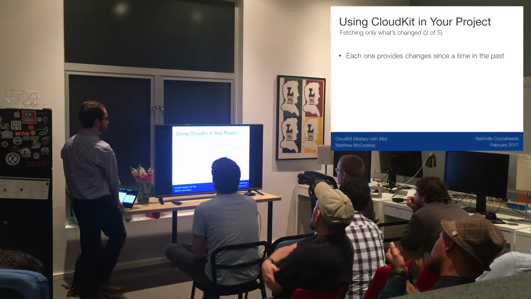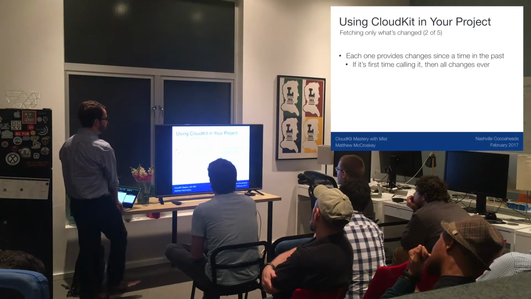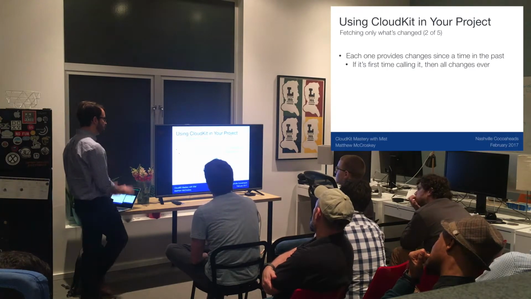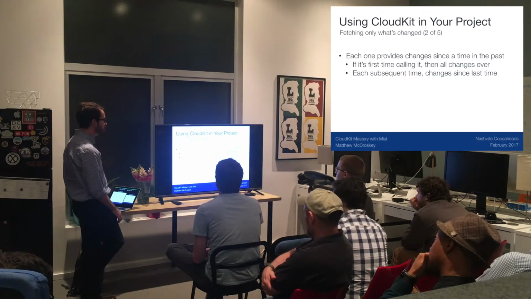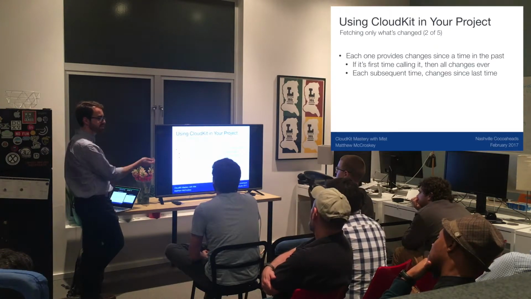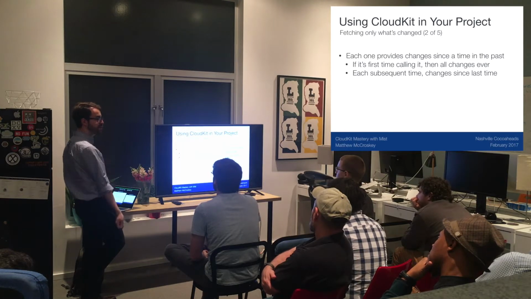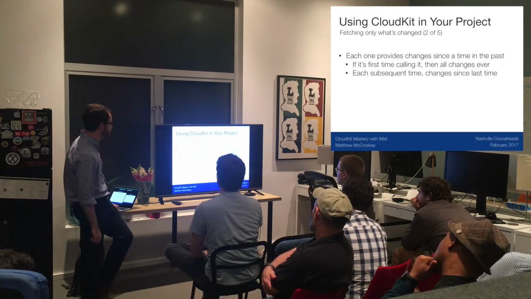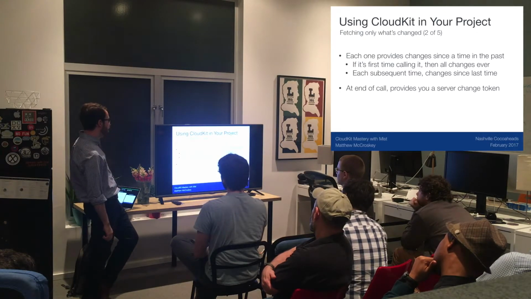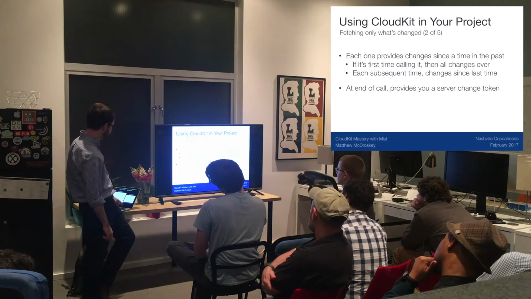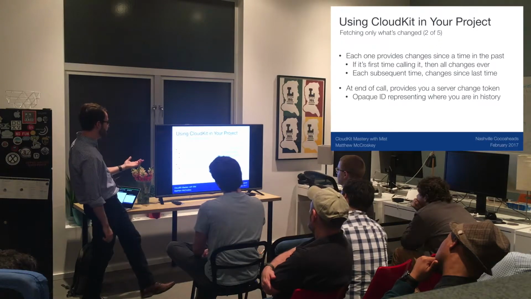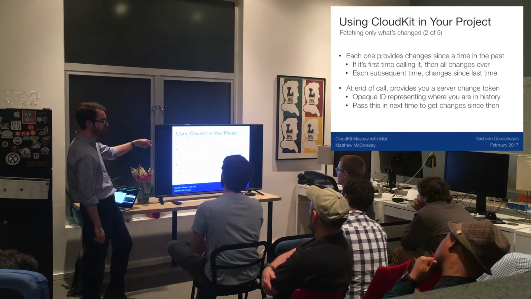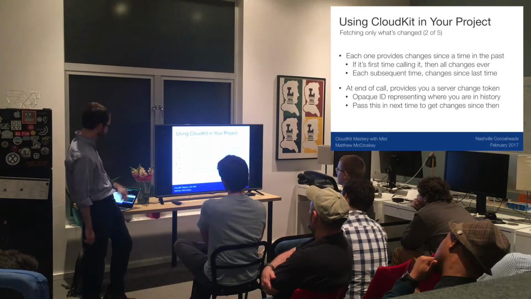Each one provides changes since a time in the past. So if it's the first time calling it, this is what I was talking about earlier. If it's the first time you ever call it, then it's going to give you the full history of changes. Each subsequent time, assuming you give it the identifier it's given you previously, it's going to give you the changes since that identifier's representing time. So at the end of the call, it gives you what's called a server change token. That's an opaque ID, which represents where you are in history. You need to pass this in the next time you call this method to get the changes since then.